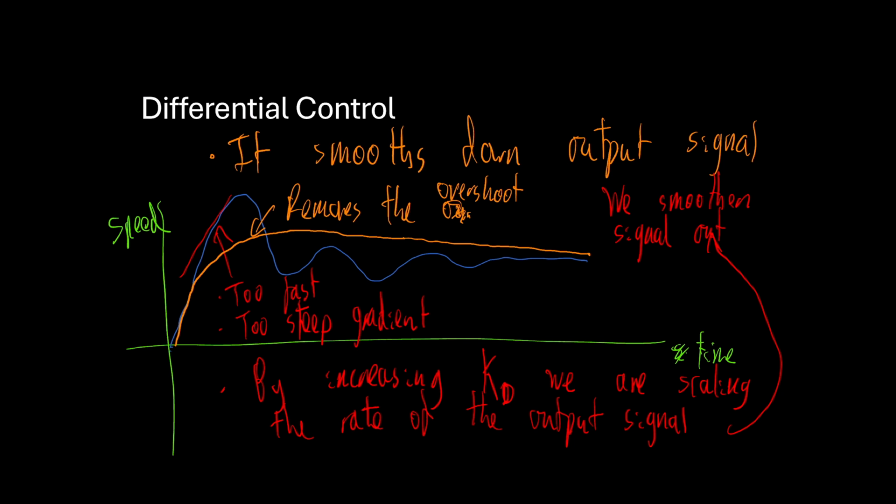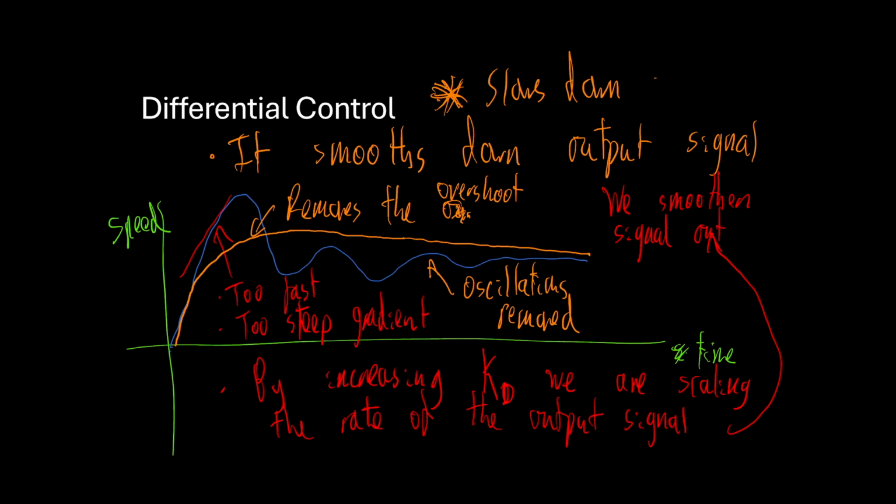Why does it remove the overshoot? Because the gradient of the overshoot is typically very steep, a high gradient, a very fast change, and therefore it gets removed. Oscillations typically get removed too. And why are oscillations removed? Because the gradient is too high. By increasing KD, we are reducing and smoothing down the signal, which reduces the overshoots and reduces the oscillation. However, this means that your system slows down. So the main point to understand here: differential control slows down a system.